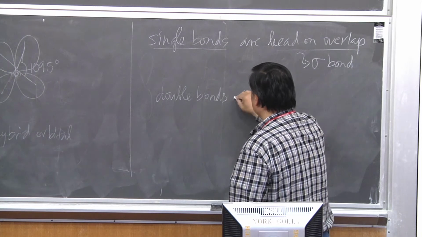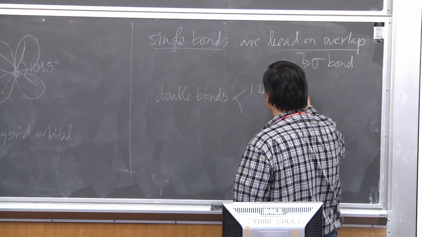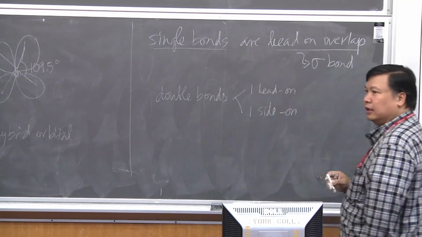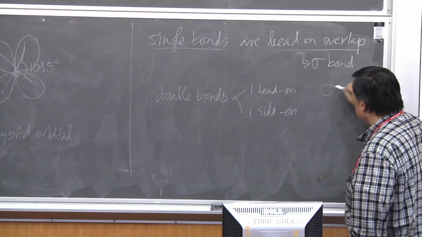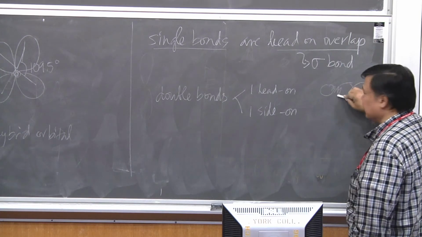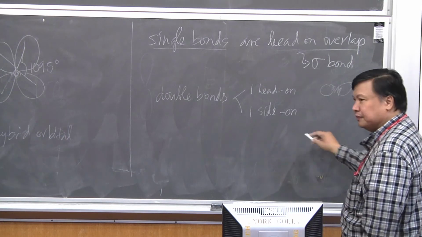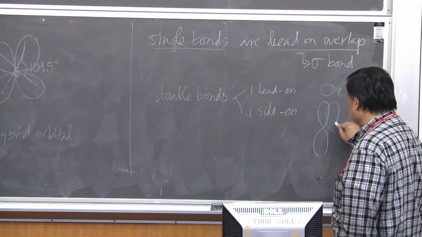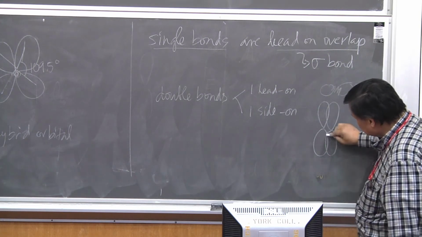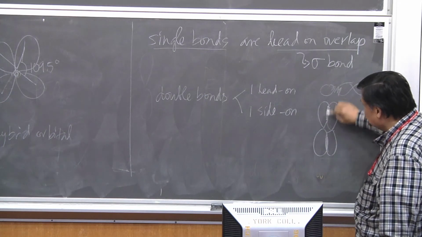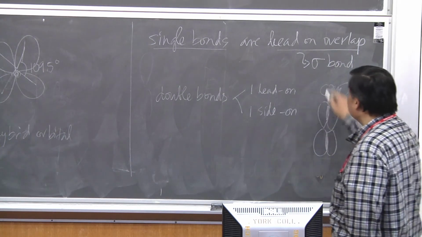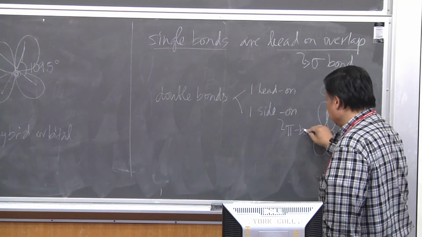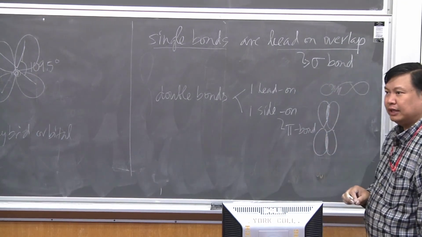Now double bonds contain one head-on and one side-on. Okay? Again, head-on is something like this. Right? So that's a head-on overlap. Side-on overlap would be something like this. One p orbital overlapping with another p orbital in such a way. So that's why it's called side-on, because the overlap is right here. Okay? And if this is a sigma bond, this is referred to as a pi bond. Okay? Right?